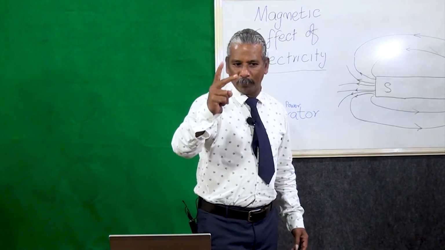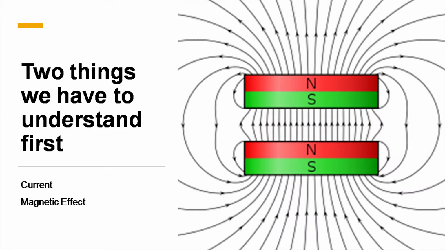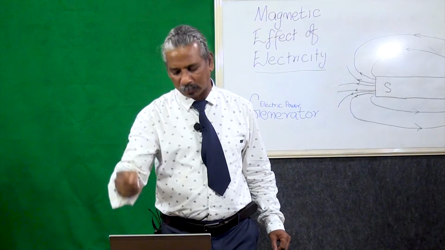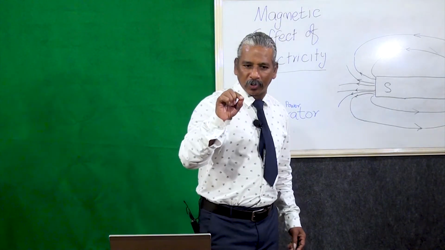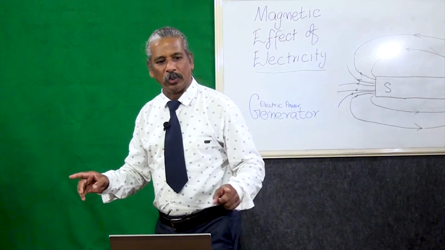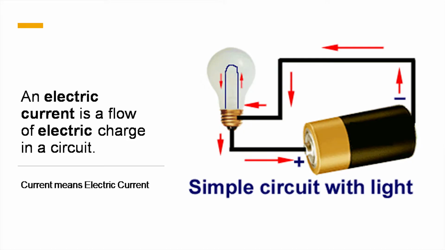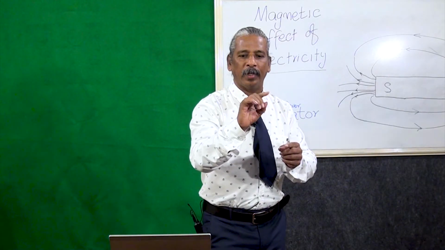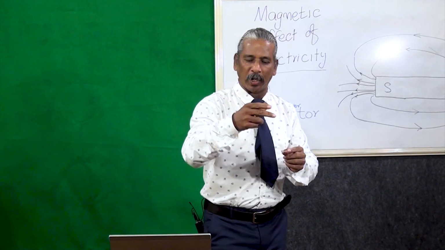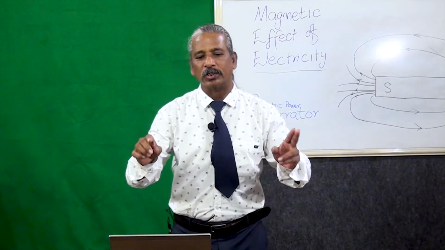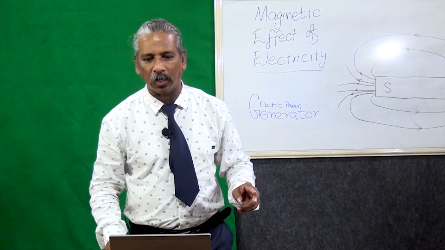Two things we have to understand before we go deep into this discussion. One is current. What is current and what is its magnetic effect? An electric current is a flow of electric charge in a circuit. If you take a cell, connect it to a bulb, you will see that from the negative pole, the electrons start flowing into the bulb. It illuminates a filament by producing heat and light energy and returns back to the positive pole. This is a simple circuit with a light.